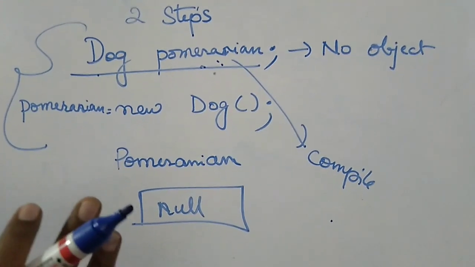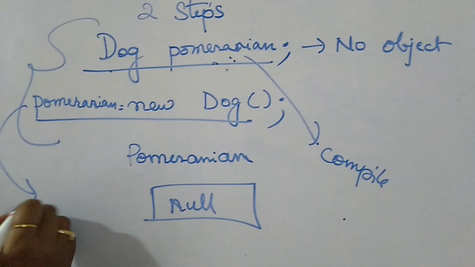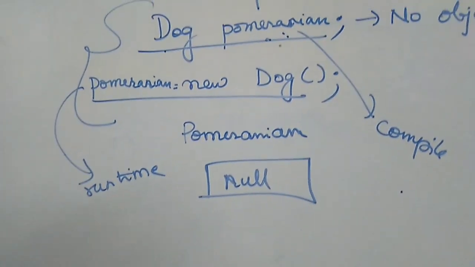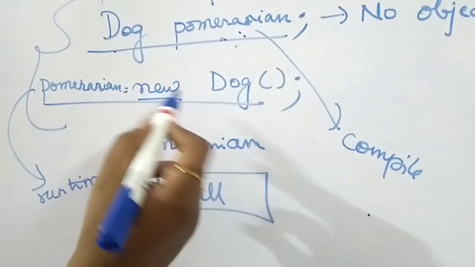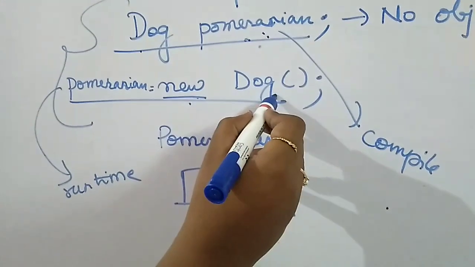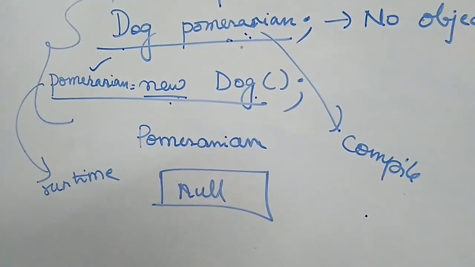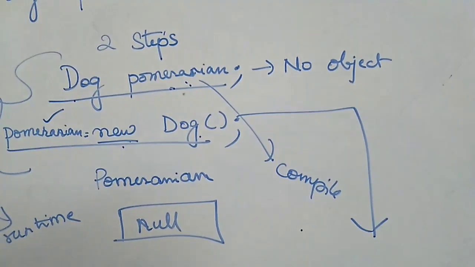No object is created. The objects are created during runtime, by using new. So as soon as it encounters a new, it will create memory for dog and then assign the reference to the Pomeranian reference variable. Now at this particular step, what happens, we will see.